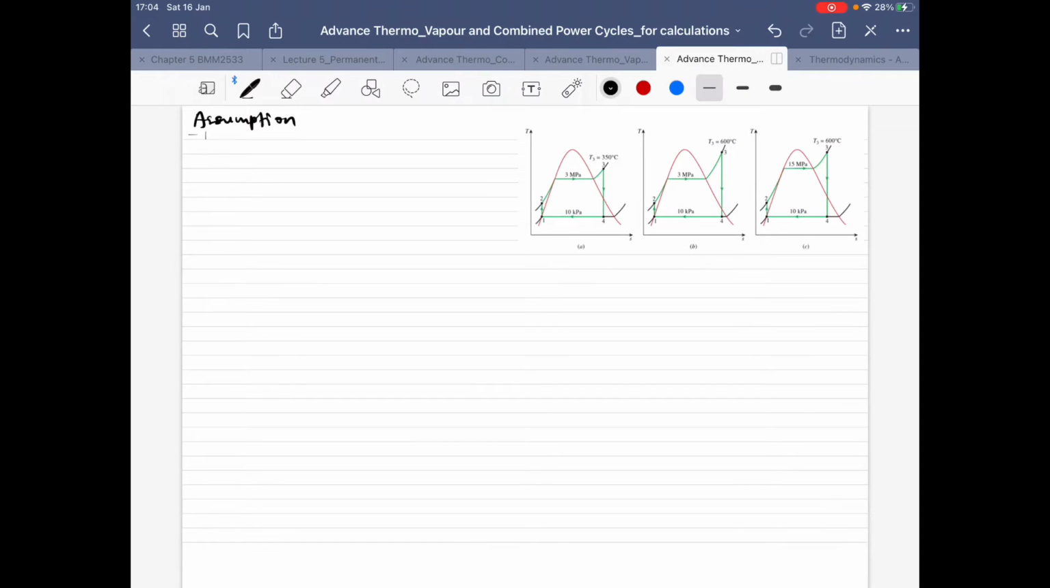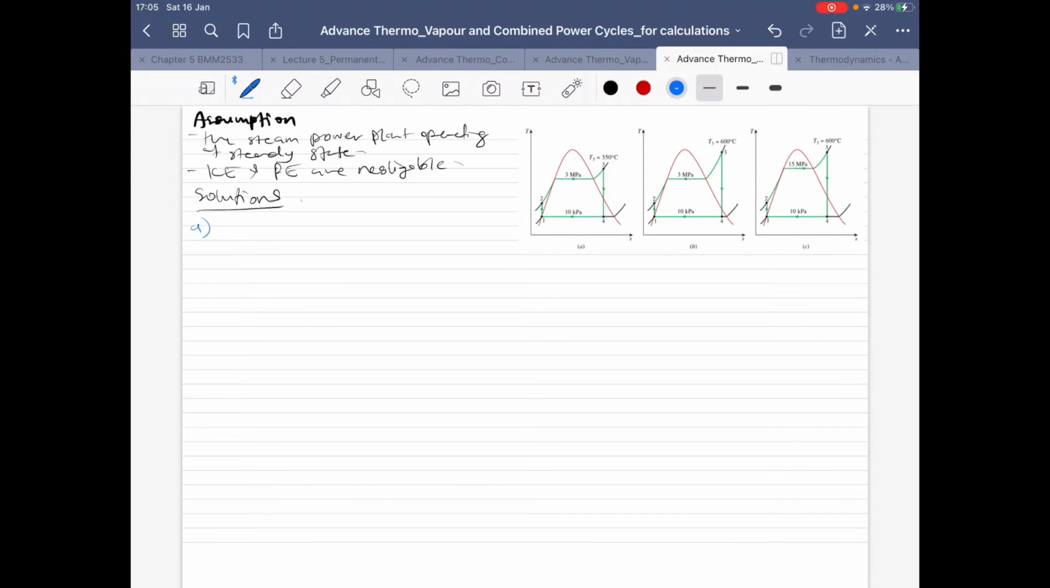That the steam power plant is operating at steady state, and kinetic energy and potential energy are negligible. Alright, now we do the solutions. Let's do solution A first.